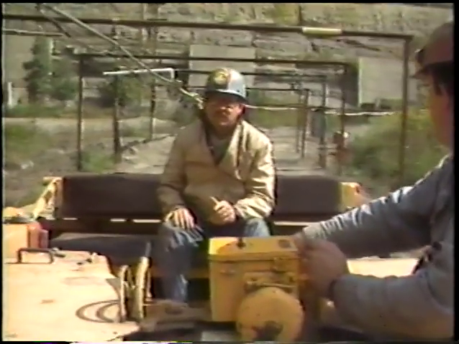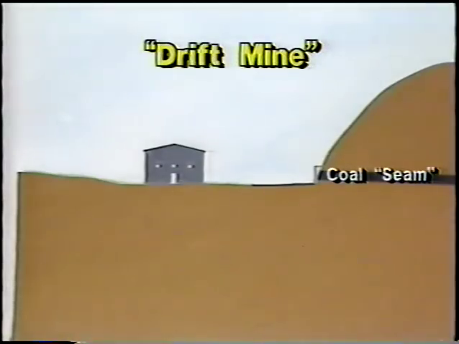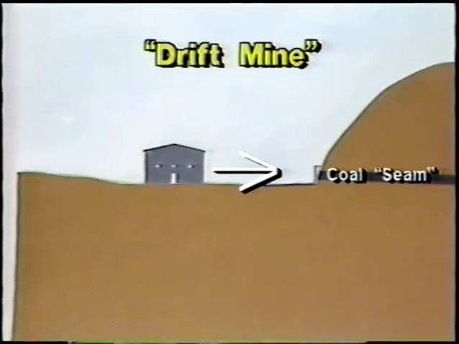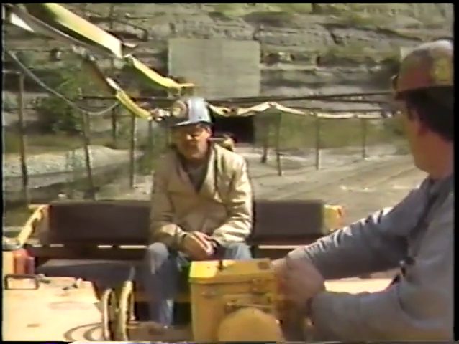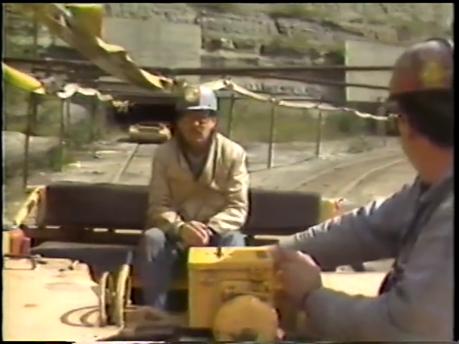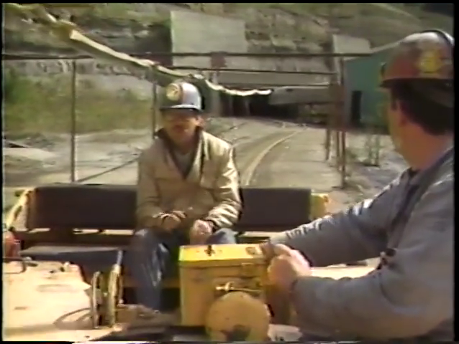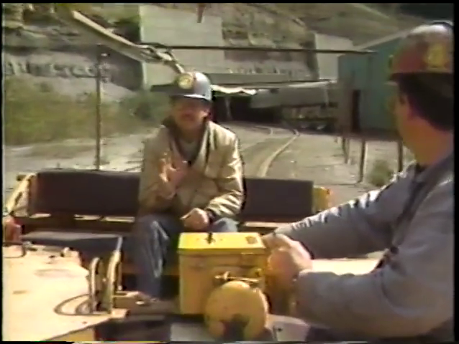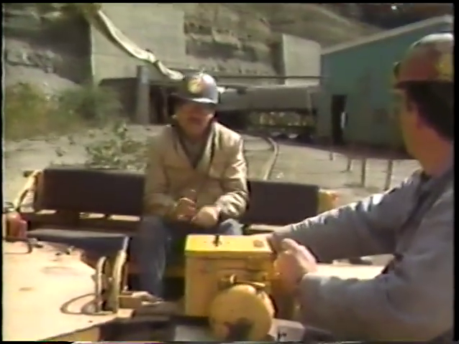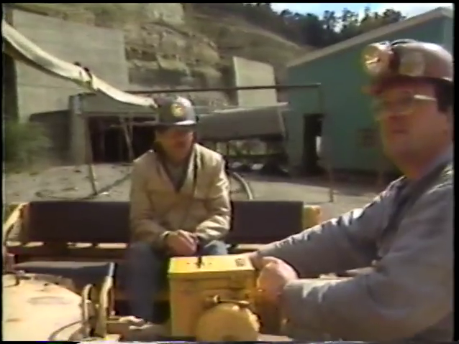Sometimes the coal seam is exposed at the base of a hill. The mine is developed by tunneling into the coal seam, and this is called a drift mine. At drift mines, coal miners enter on jeeps like this one. The tracks go into an entrance called a portal and up to the face or the working section of the mine, which may be several miles inside. The coal comes out of the mine on conveyor belts.